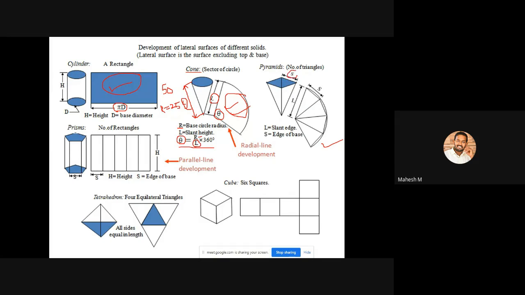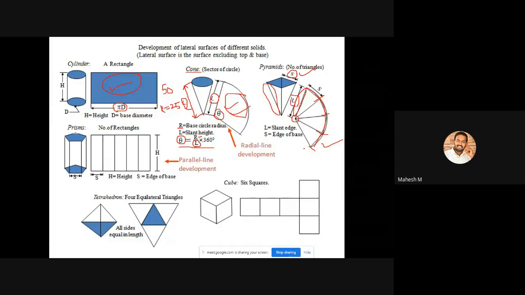Initially you can create this edge with the length of this slant edge. This slant edge is equal to L. So you can create the initial line, then consider this point as the apex point. You can create an arc like this, similar to our previous example problem. Then based on this side value, you can create four arcs. If it is a square pyramid, you create four arcs, so you will be getting the four sides.